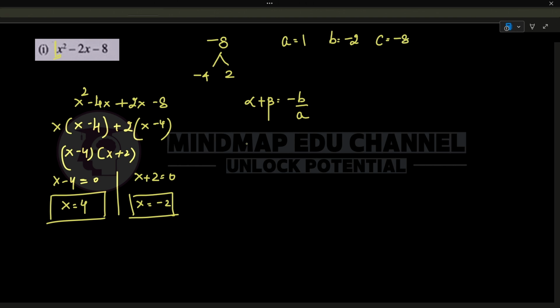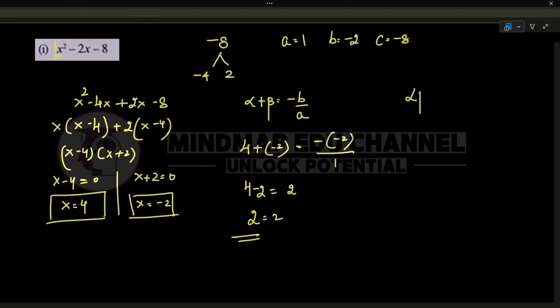Let's substitute the values. Alpha, let's take this 4, plus beta is minus 2, is equal to minus, what's the value of b? That is minus 2 over a is 1. So it will be 4 minus 2 and here minus and minus will become plus. So we will get 2. 4 minus 2 is 2. So our left hand side is equal to right hand side, hence verified.